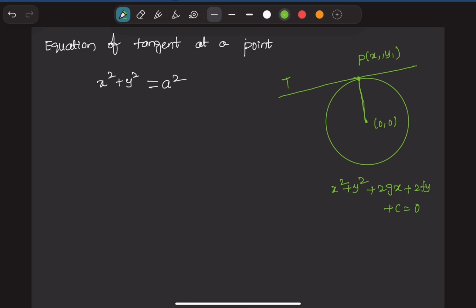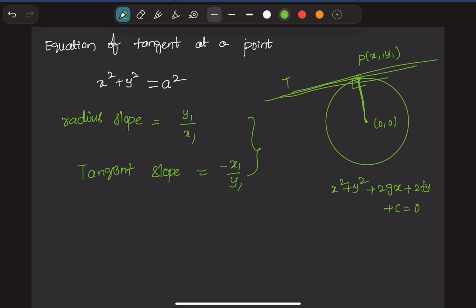So the slope of the normal, the slope of the radius, is y1 upon x1. So the slope of the tangent will be simply minus x1 upon y1, because these two are perpendicular and their product must be equal to minus 1. Now we know the slope of the tangent and there is a point on the tangent.